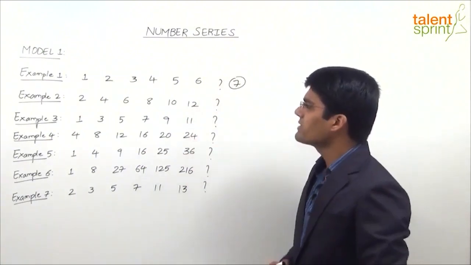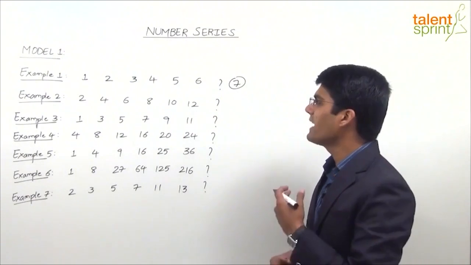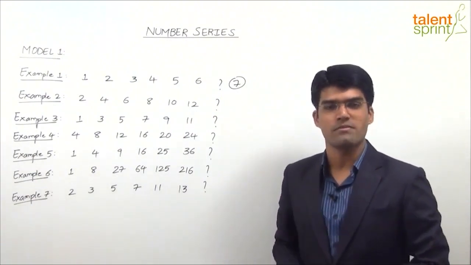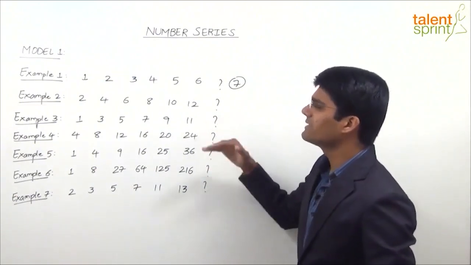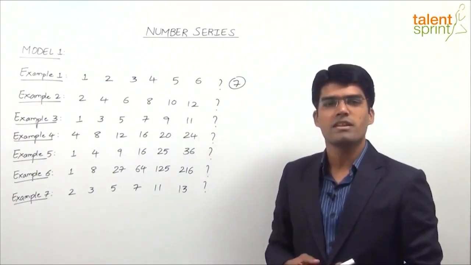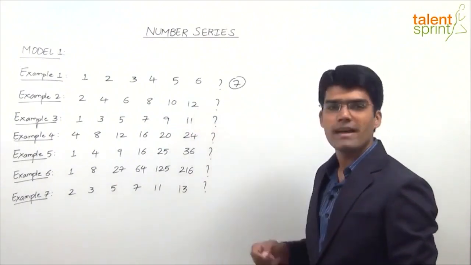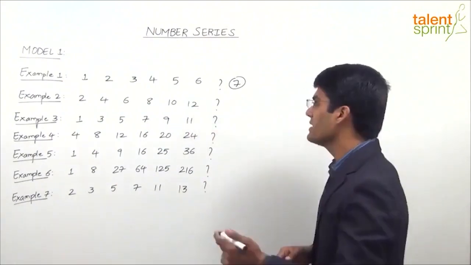The second example here is 2, 4, 6, 8, 10, 12 and question mark. So again, we are supposed to find out what comes in place of question mark. As you can see here, this is nothing but an even number series which consists of consecutive even numbers. So the number which comes after 12 has to be the next even number, which is nothing but 14.